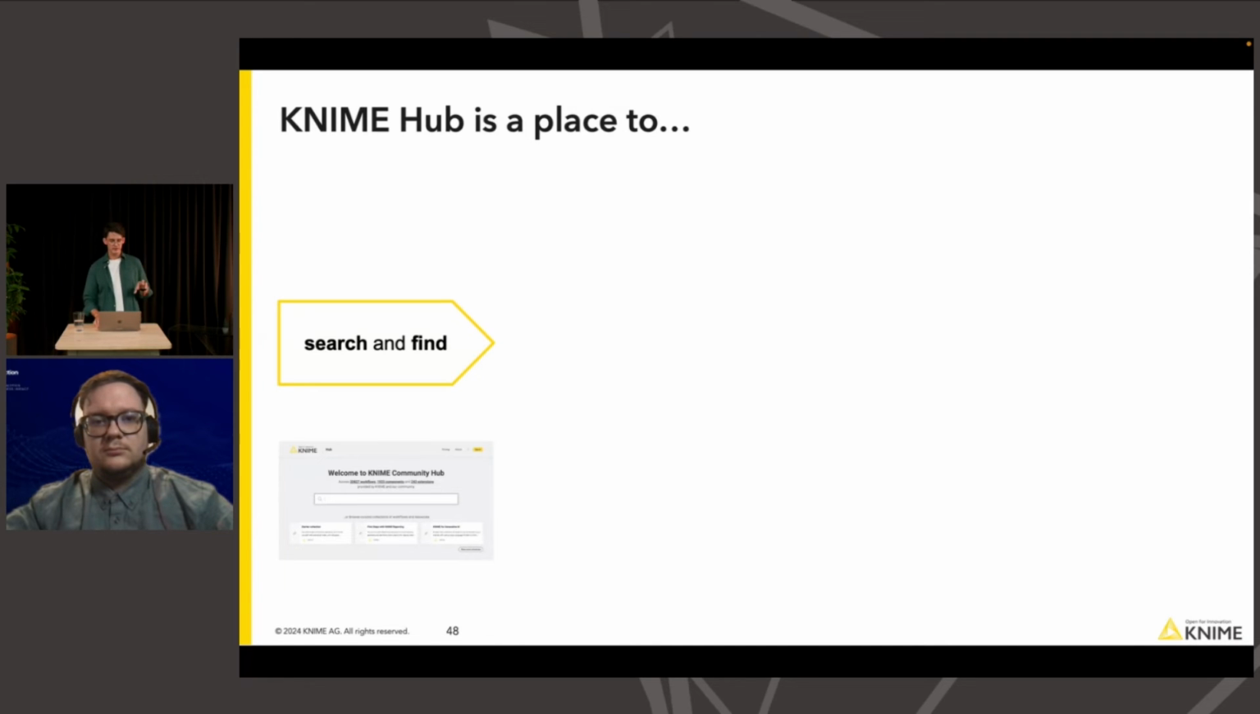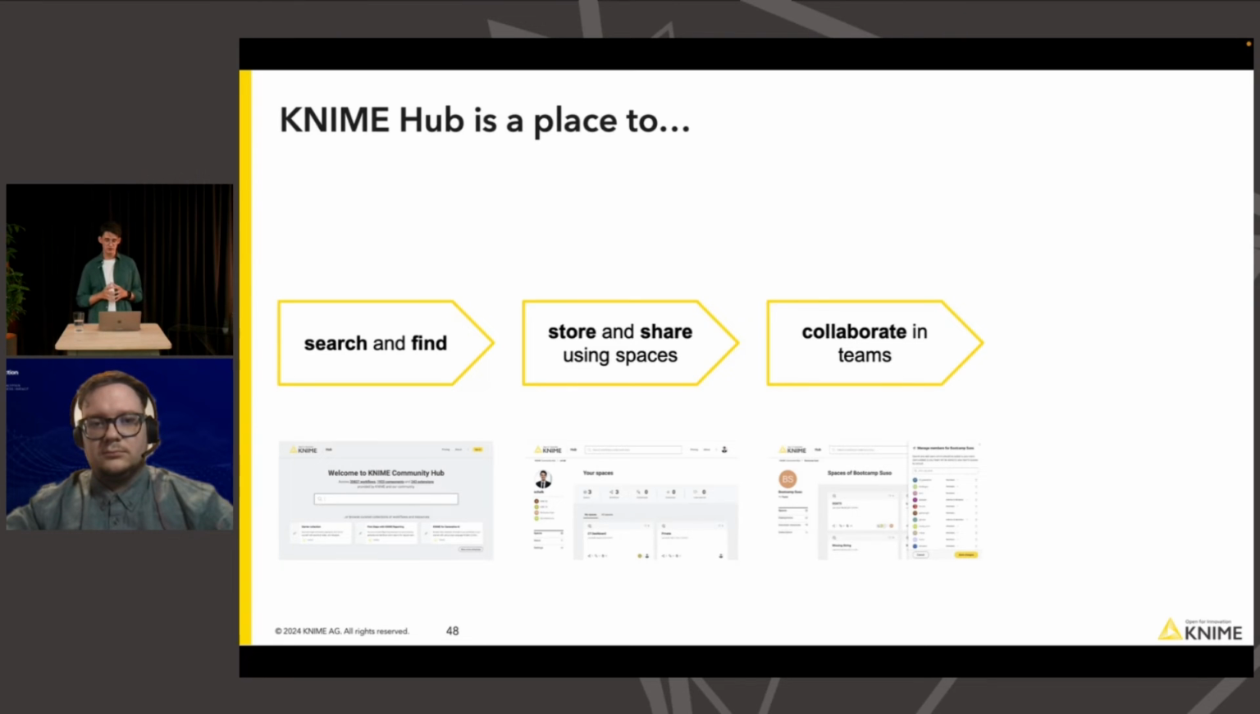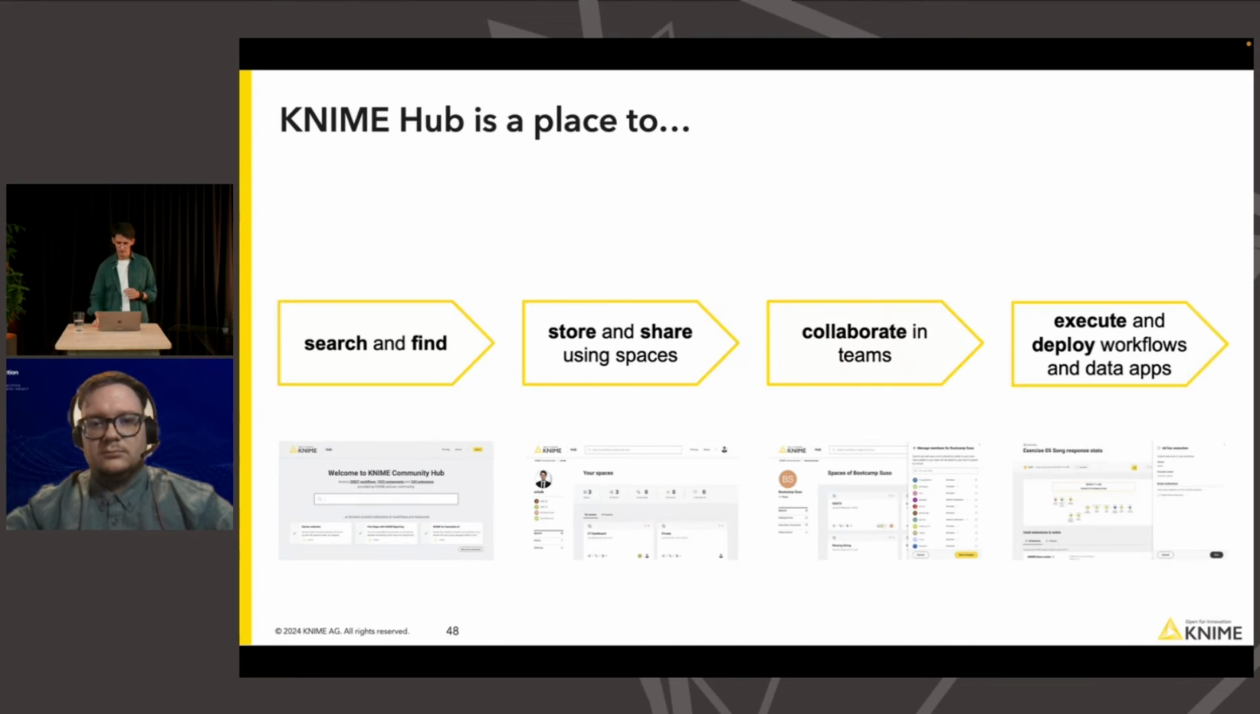More than searching and finding things on the hub, this could be the Community Hub, or if you install Business Hub within your company's infrastructure, you can also store and share your own workflows within spaces. And this becomes really powerful because reusability of your workflows and of your components is crucial to align and make people work more efficiently. Again, we already mentioned you can collaborate in teams. Here's where things like permissions start to play a role. And then, as we said, this is all made possible by being able to execute and deploy your workflows and data apps on the KNIME Hub.